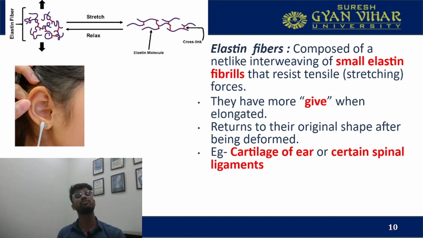An example of these elastin fibers is the cartilage of the ear. In the cartilage of your ear, elastin fiber is present. That is why you can mold it into various shapes and then it returns to its normal position. Also, in certain spinal ligaments there is a lot of mobility needed at the spine, so elastin fiber is present in those ligaments so that they can be stretched to a greater range compared to other joints. So these are the two areas where elastin fibers are present.